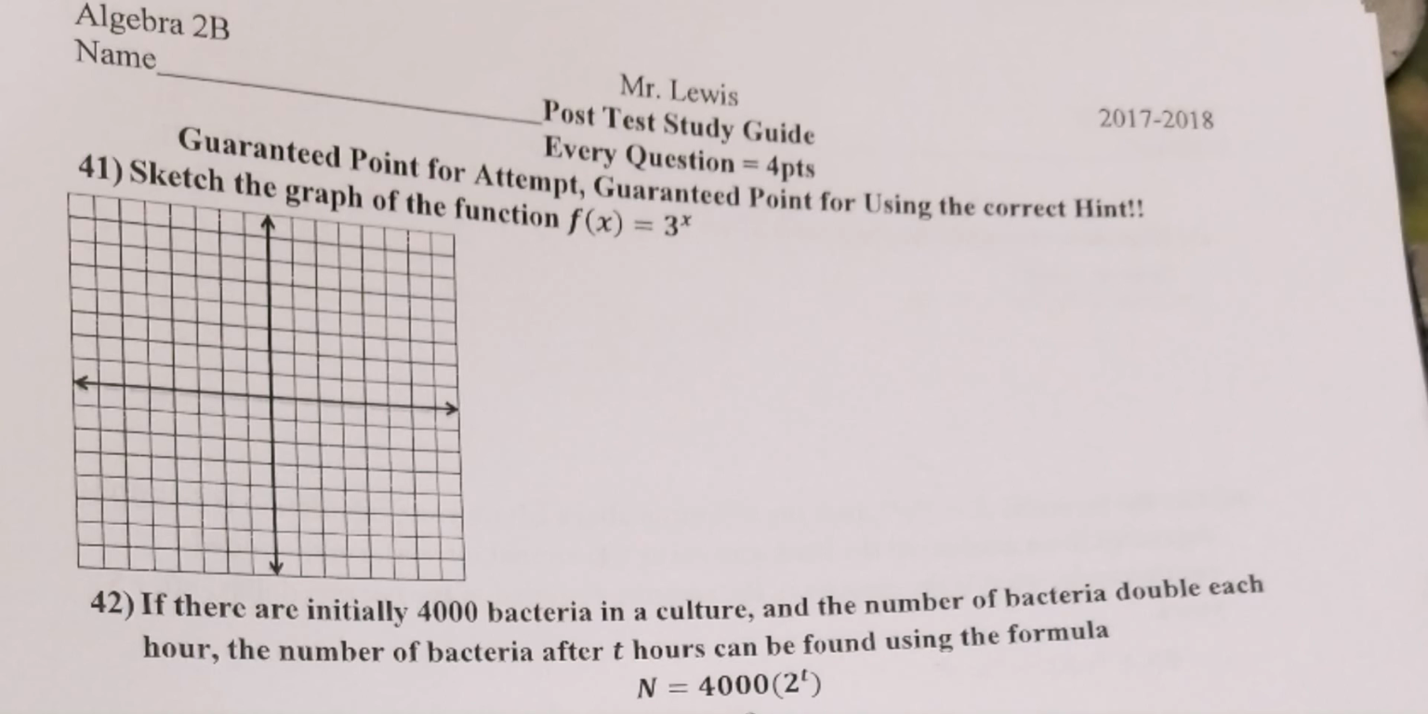Alright, sketch the graph. F of x equals 3 to the x. Remember, anytime you say sketch a graph, just make an XY chart. You're guaranteed to get 2 points if you fill it out. I'm picking the x's, so I'm going to change this graph a little bit. I'm going to pick negative 2, negative 1, 0, 1, and 2. If I don't know what else to do, that's a good place to start.